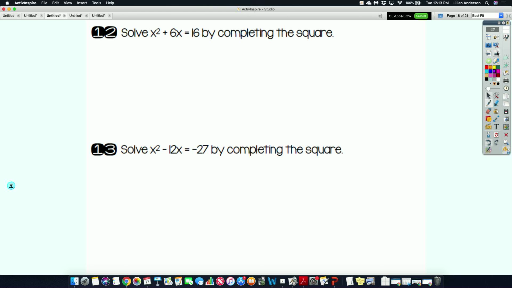For step 1, A always has to equal 1. If A doesn't equal 1, you have to divide everything by A. So we're going to do number 13. 13 is A equals 1. Perfect. Let's go on to step 2. Step 2, we want to make sure our AX squared plus our BX are on one side and our C is on the other side. Do we have that?